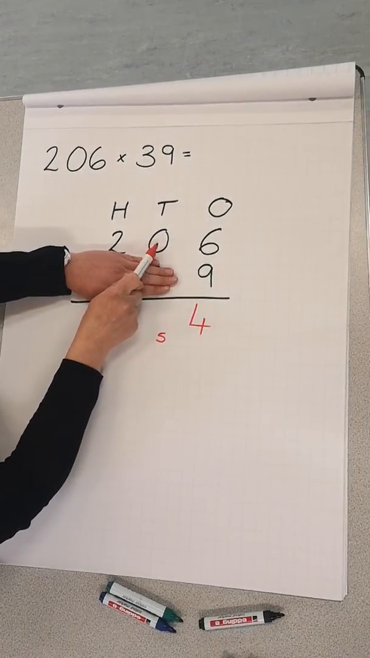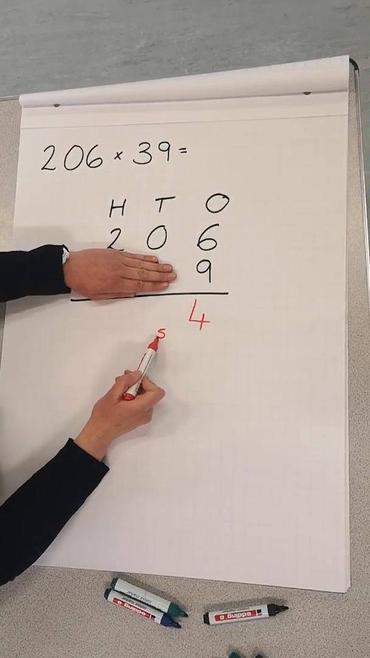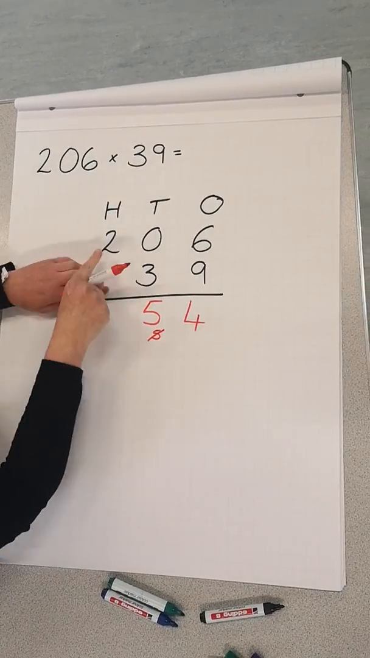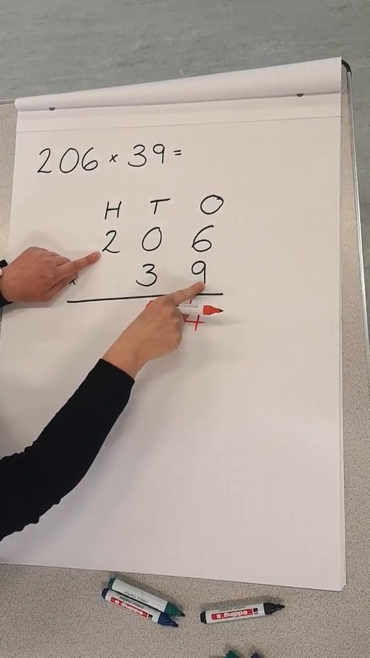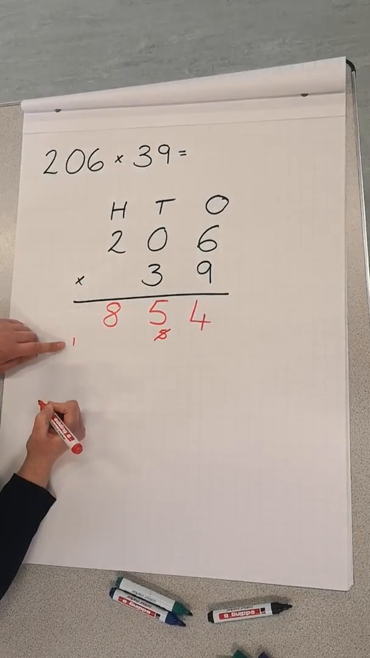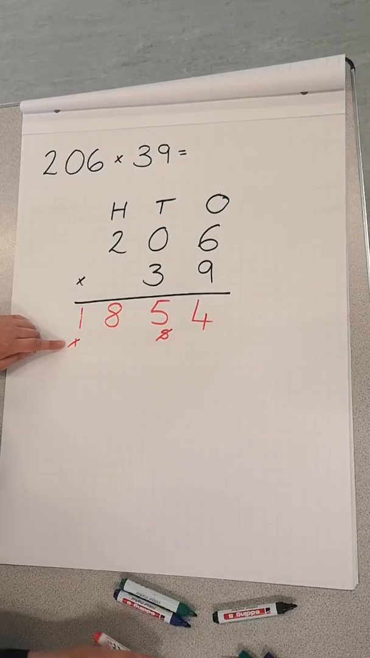Then I'm doing 0 tens by 9. 0 times 9 is 0. But I've got to add that 5 on. So I put my 5 there. Now I go on to doing 2 times 9, which is 18. So I put my 8, exchange my 1 down there. There's nothing further to do here, so we just pop the 1 up there.